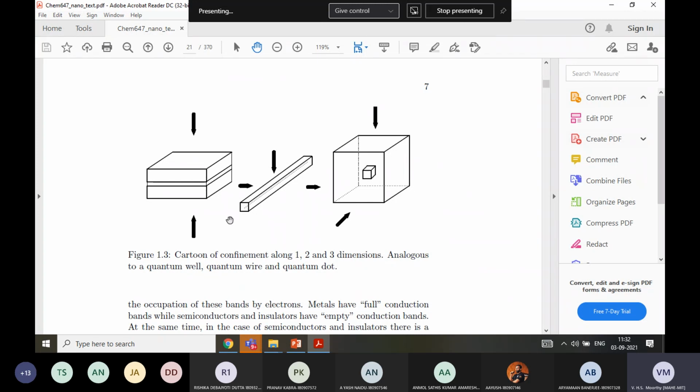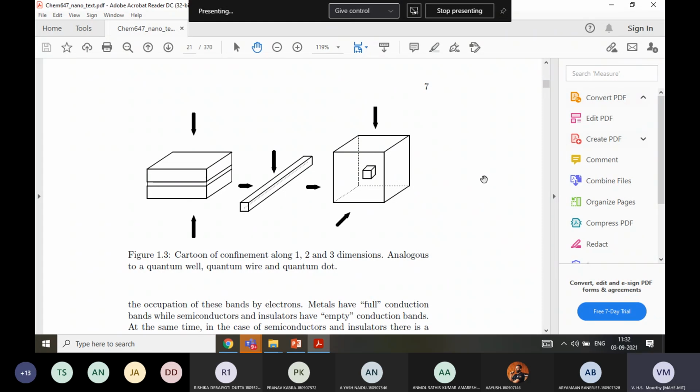So there are two-dimensional structures, one-dimensional structures, and zero-dimensional structures. These are called low-dimensional structures. Basically, all of these quantum systems will have one of these three structures: either a quantum well, a one-dimensional nanostructure, or a quantum dot.